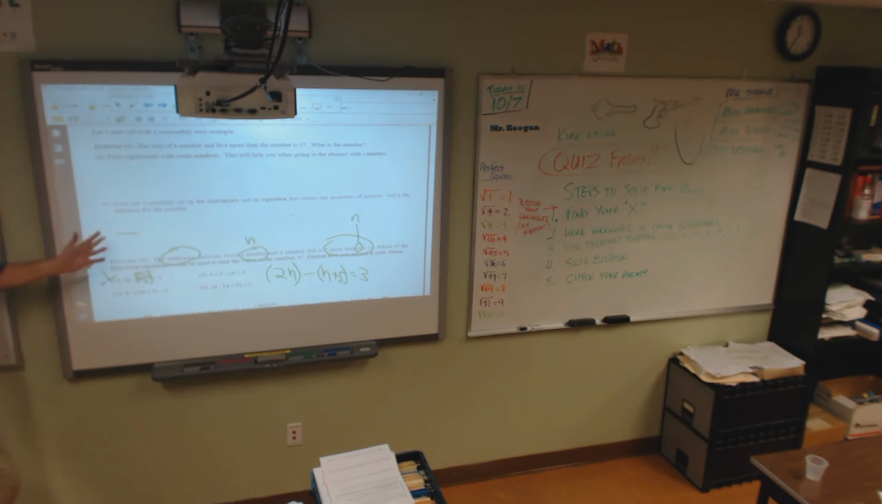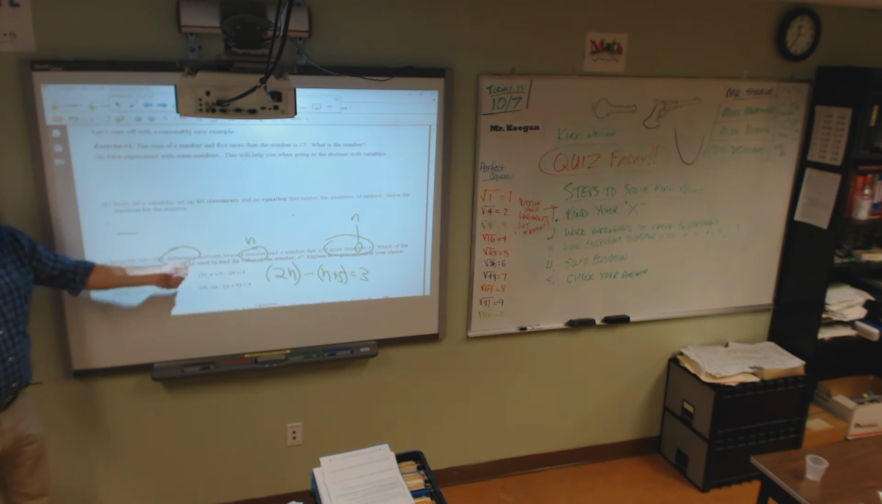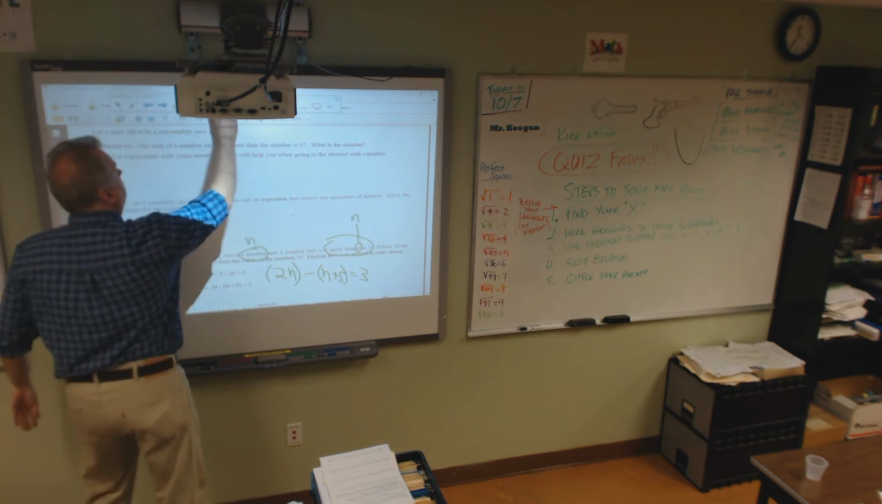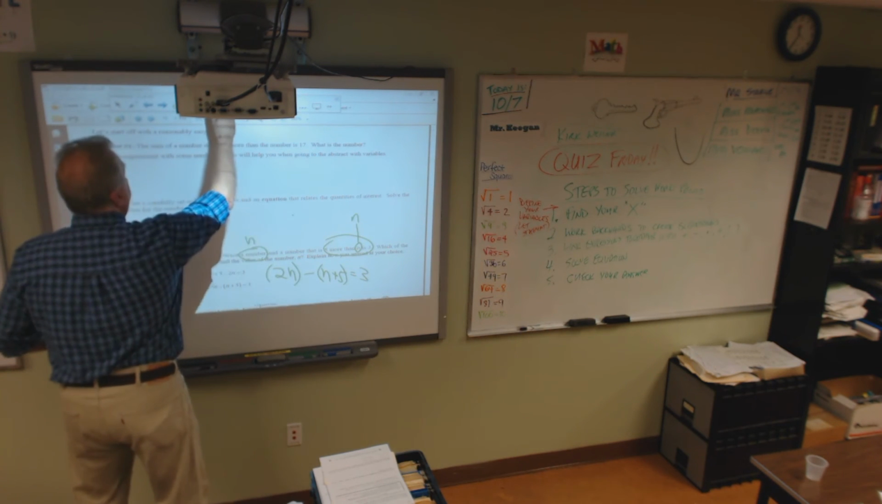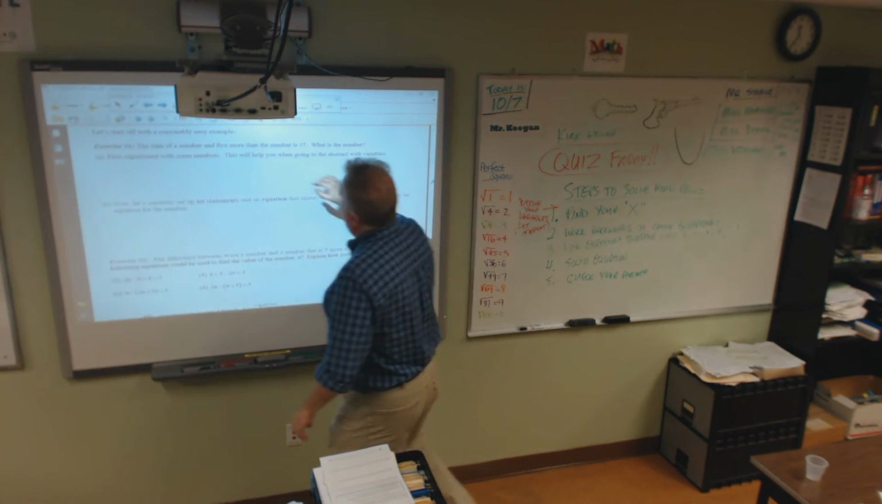Make sense? Now notice they're not even asking you to solve for it. They just wanted you to get practice writing the equations. Because if you can't write the equations, you're not going to be able to solve the problem. Everybody okay?